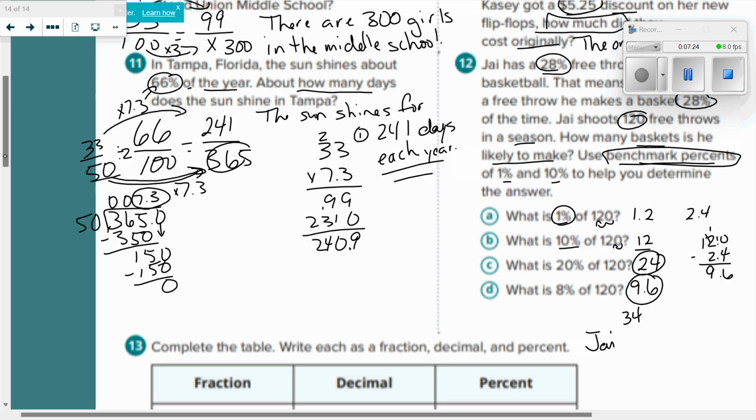Sorry, I'm just reading the problem, realizing from a basketball perspective, 28% is a usual free throw percent. But by the math, that's about what he would get.